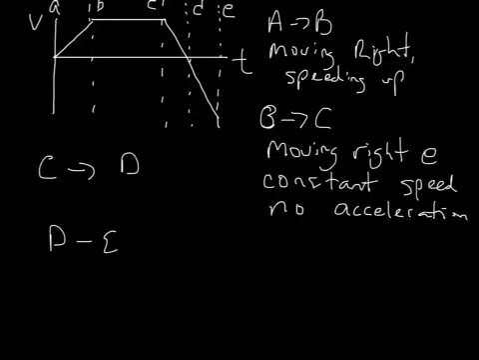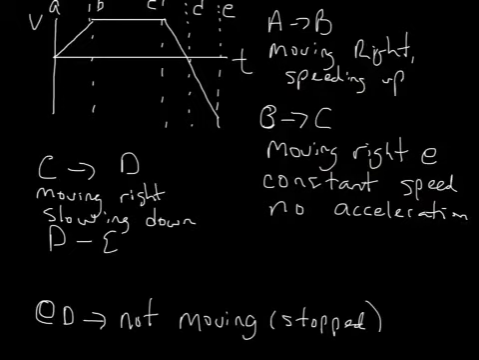So for the first segment from A to B, we are moving to the right because we have a positive velocity, and that velocity is increasing, so we're speeding up. Moving to the right and speeding up from segment A to B. B to C, you're still moving to the right, but you're doing so at a constant speed. So if you have a constant speed, that's no change in velocity, so there's no acceleration.